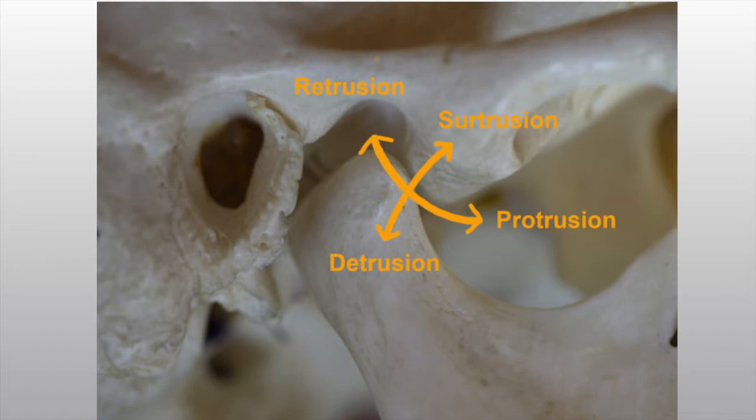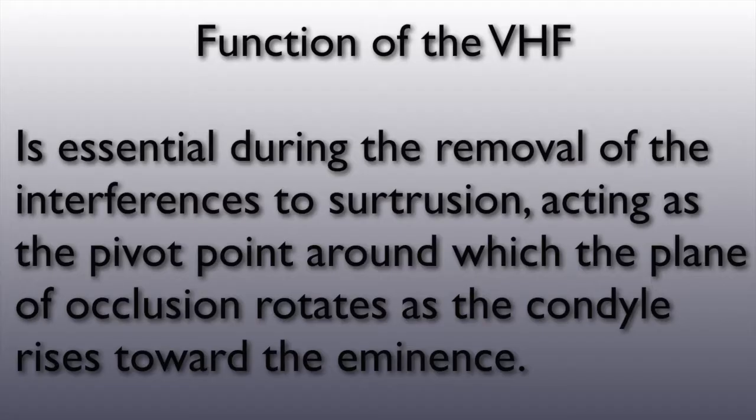Again, for review, these are the terms that we use for movement of the condyle within the fossa. The detrusion-surtrusion terminology is stolen from Dr. Harvey Stollard, who was the father of gnathological terminology. Utilizing this concept is essential during the removal of the interferences to surtrusion, because the VHF acts as the pivot point around which the plane of occlusion rotates as the condyle rises toward the eminence.